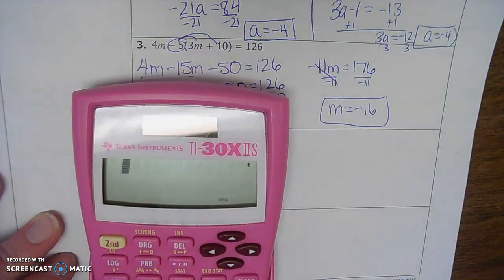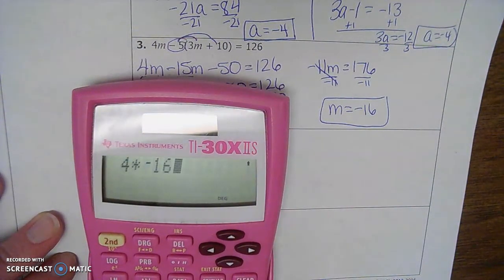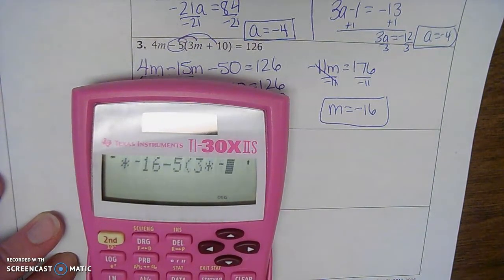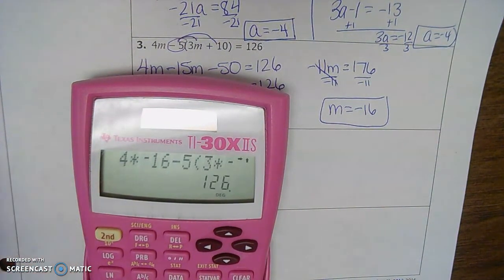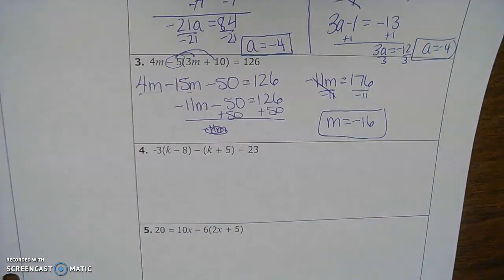So when you check your answer, 4 times negative 16 minus 5 parentheses, 3 times negative 16 plus 10 parentheses. A lot to type in, but again, it's very important to check your work so that way you know if you're right or not.